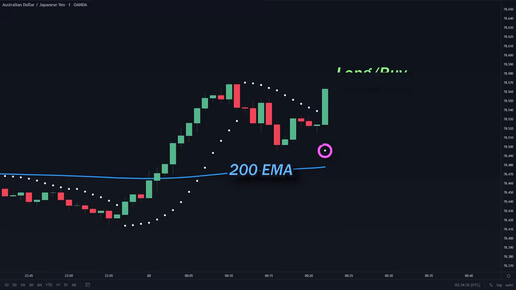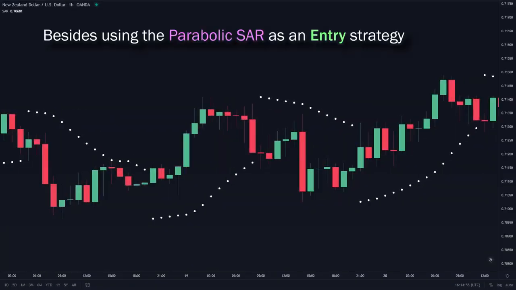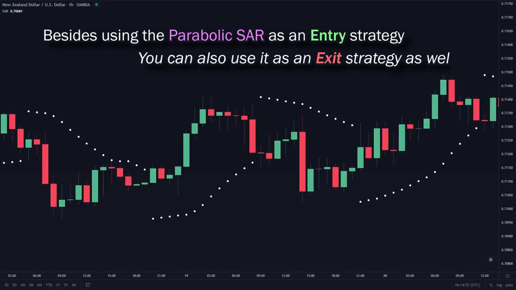Now moving on. Besides using the parabolic SAR as an entry strategy, you can also use it as an exit strategy as well. And one of the most common ways that traders use it as an exit strategy is by simply waiting for the parabolic SAR to switch positions. Let me show you an example.